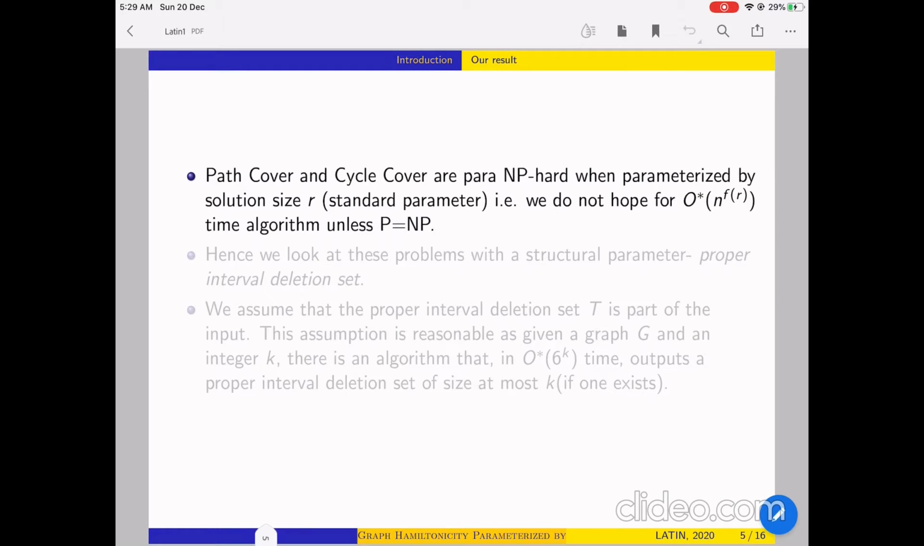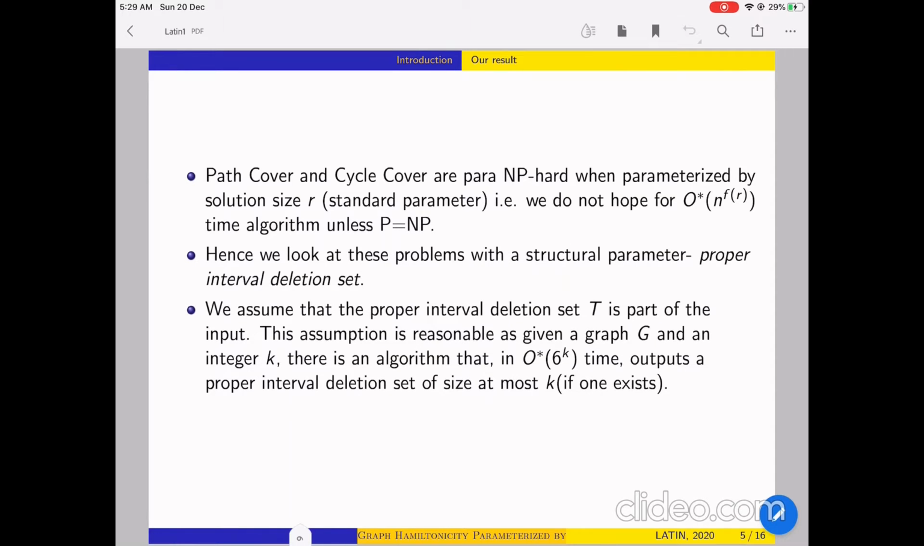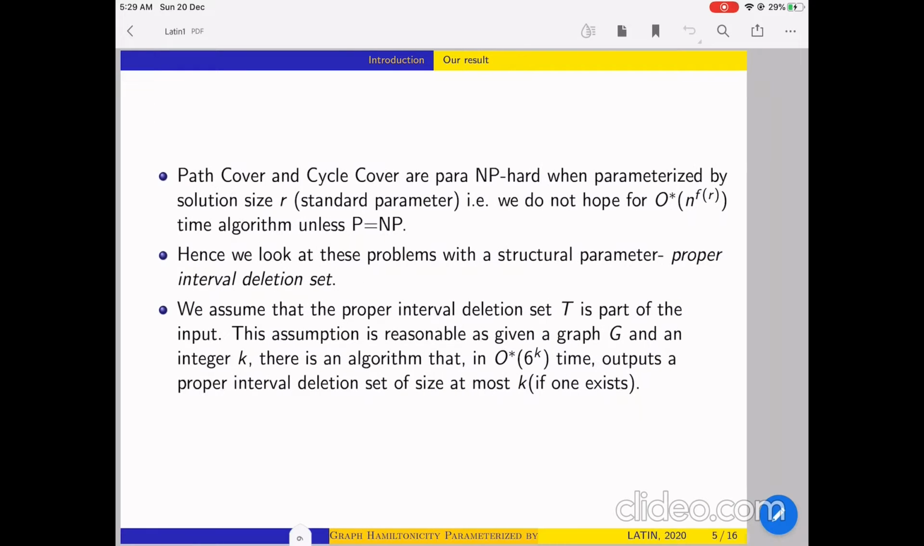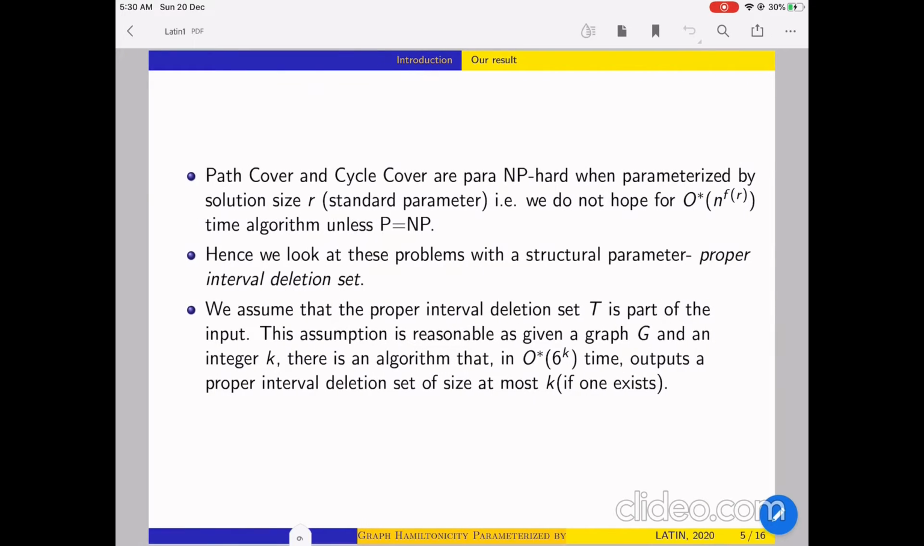So instead of trying to solve this problem with a standard parameter, we'll try to solve it with a structural parameter, and our choice of parameter is the proper interval deletion set. We assume that this set is given to us as input, and this assumption is reasonable since in order 6 to the power k time we can get such a proper interval deletion set.